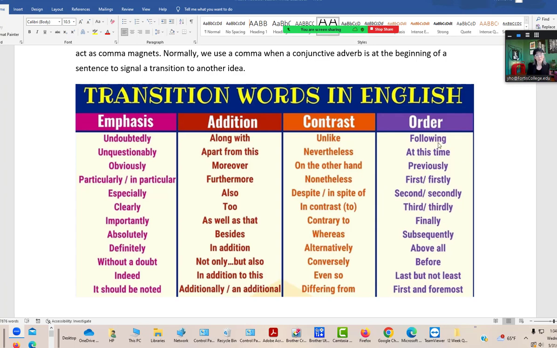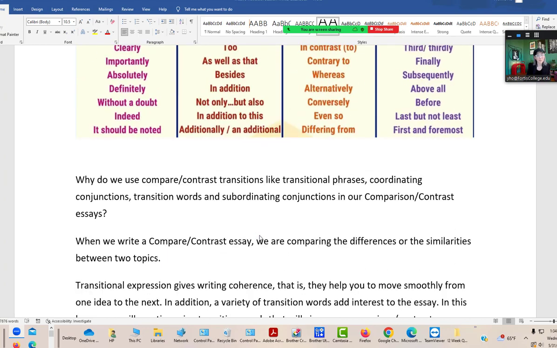You would say first, fruits are better tasting. Second, fruits are cheaper. And third, fruits have more nutrition. That sort of thing. So here you could say first, second, and third between your body paragraphs.